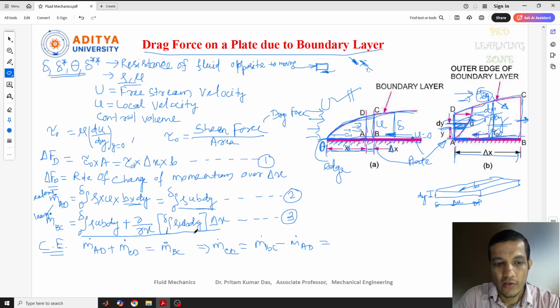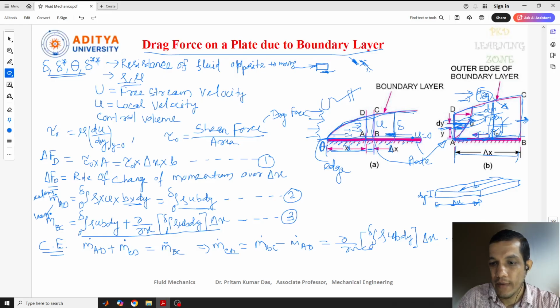Now this equation also we have taken from that AD part only, correct? So if you subtract this from this, then this term will be cancelled. So what will we get finally here? We'll get m dot CD equal to del by del x, bracket start, and here we will write integration 0 to delta, and this is rho u b dy, and this is bracket close with respect to delta x.